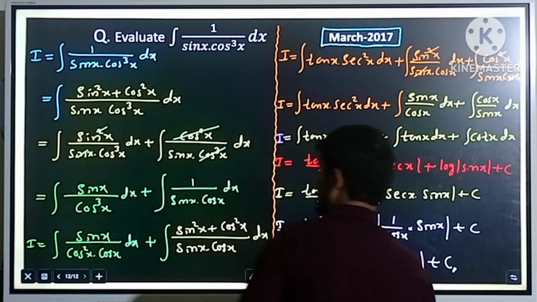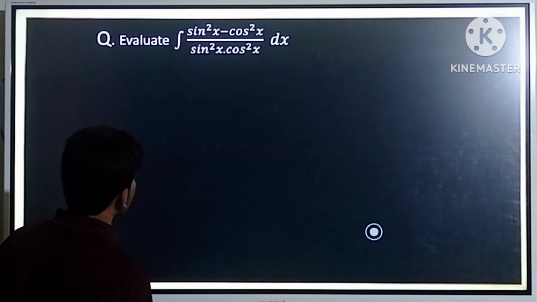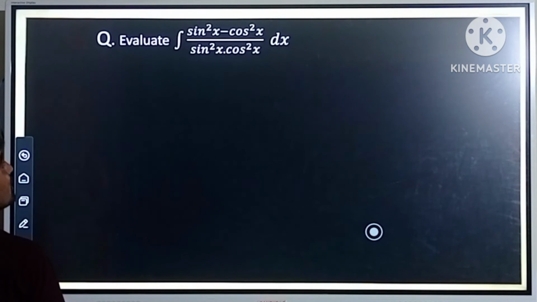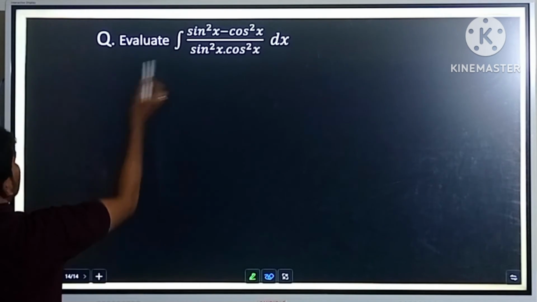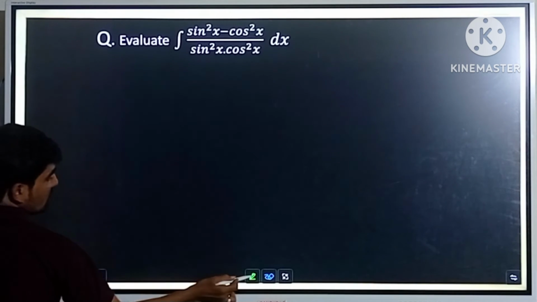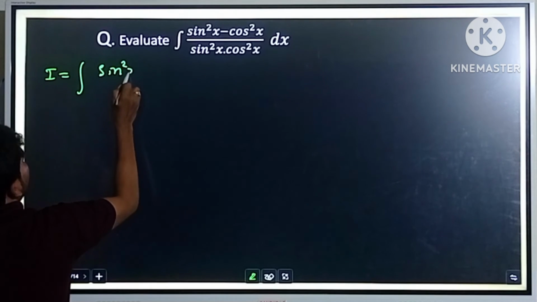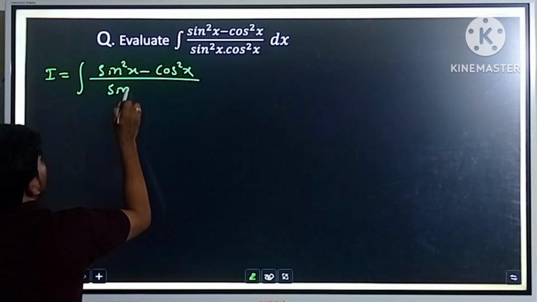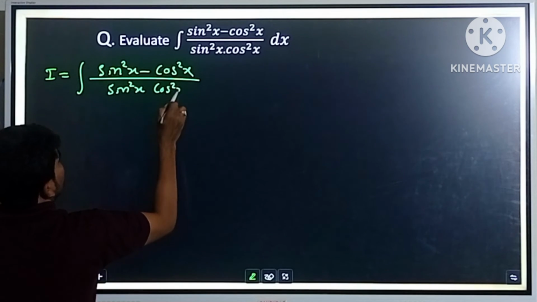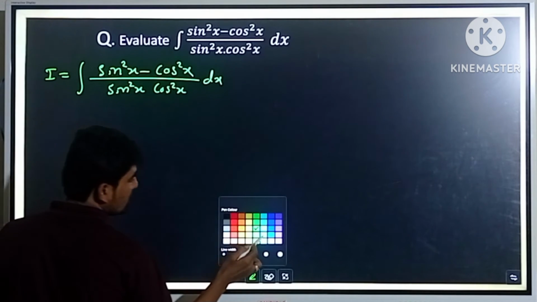Now let us consider one more example. The question is: evaluate the integration of sin square x minus cos square x divided by sin square x into cos square x dx. Again, this is a similar question. To integrate this, let's say this is equal to I. So in the next step I am going to separate the numerator.